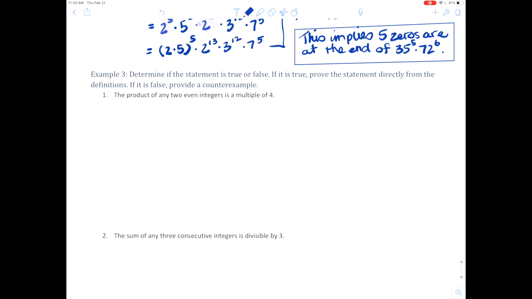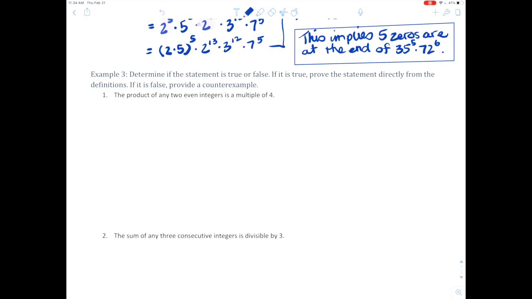Okay. Well, let's think about it. Pick any two even integers. 8 and, I don't know, -4. So 8 times -4 is -32. And isn't -32 even? It can be written as 2 times -16. Okay. We can try 2 more. How about 10 times 4? That's 40. Can be written as 2 times 20. So I think it's true.